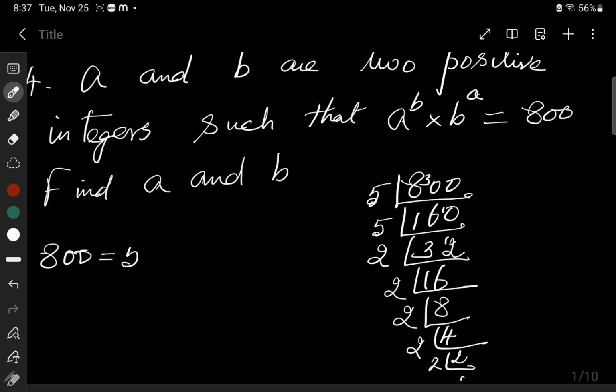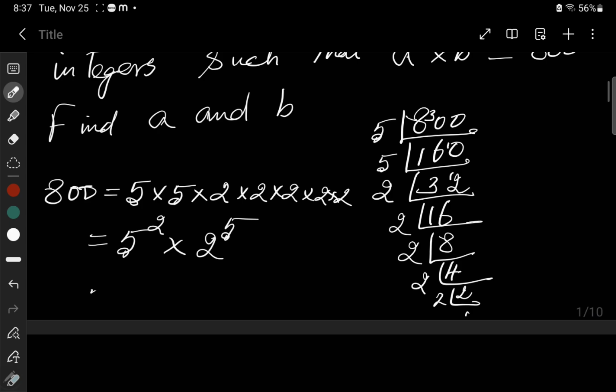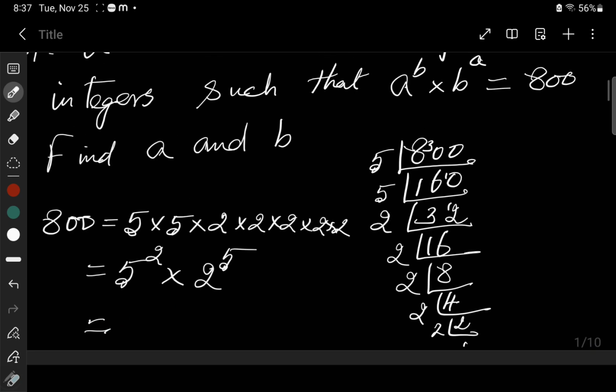5 into 5, then 2 into 2 into 2 into 2 into 2. See how many 5s you have? 2 5s. So 5 squared. How many 2s here? 5 2s. 2 to the power of 5. So actually this can be compared with the given one, a power b into b power a.